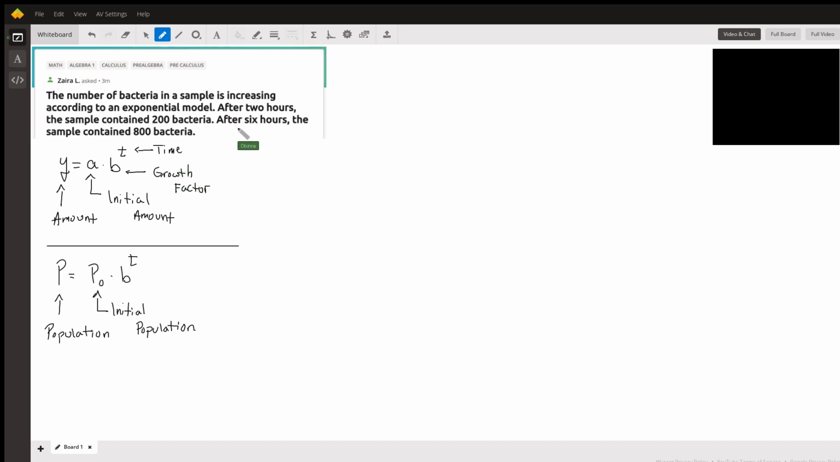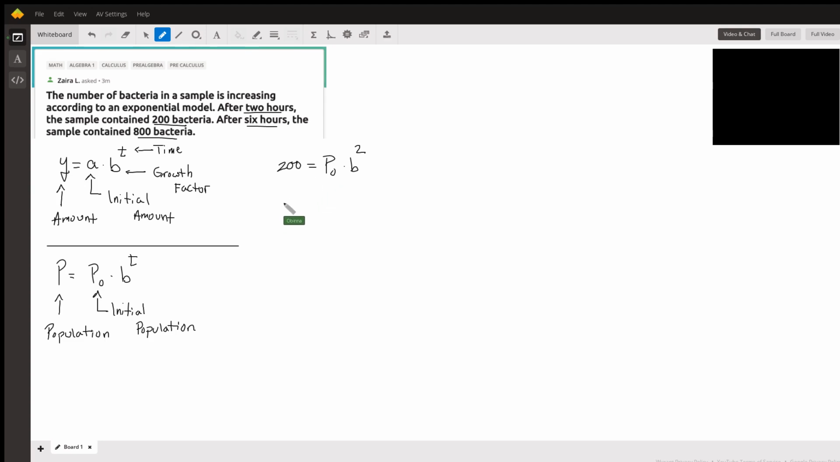All right, so our facts: after 2 hours, you have 200 bacteria. After 6 hours, you have 800 bacteria. So let's first write equations to represent both of those two sets of facts. We have 200 bacteria. Initial population, I don't know. Growth factor, I don't know. And we know 2 hours has gone by. So I'm just following this equation down here, putting the numbers into that equation.